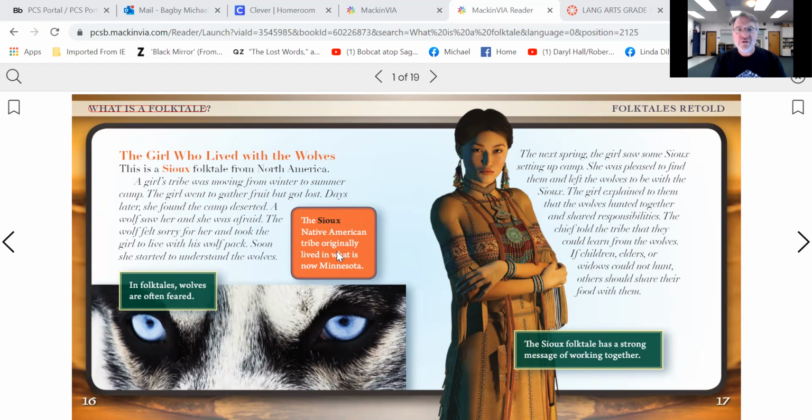The Sioux Native American tribe originally lived in what is now Minnesota. In folktales, wolves are often feared and misunderstood. The Sioux folktale has a strong message of working together. Wolves are amazing animals. And by the way, every dog breed that exists, every single one, is a descendant from a wolf. It's true.